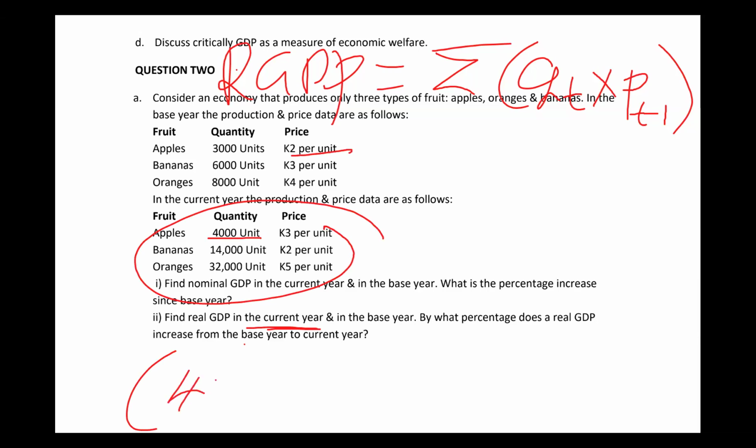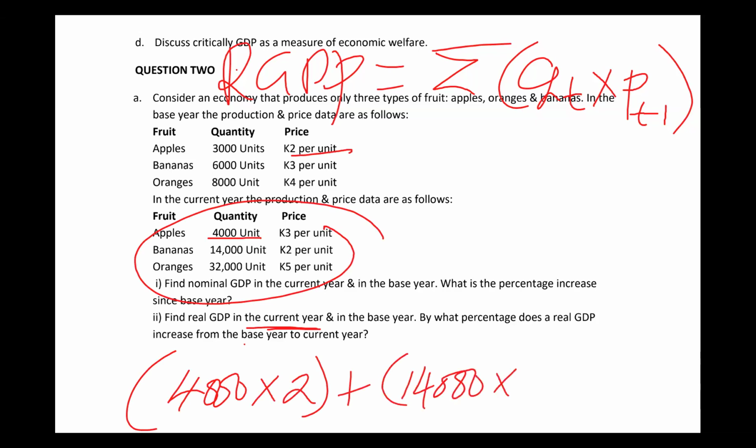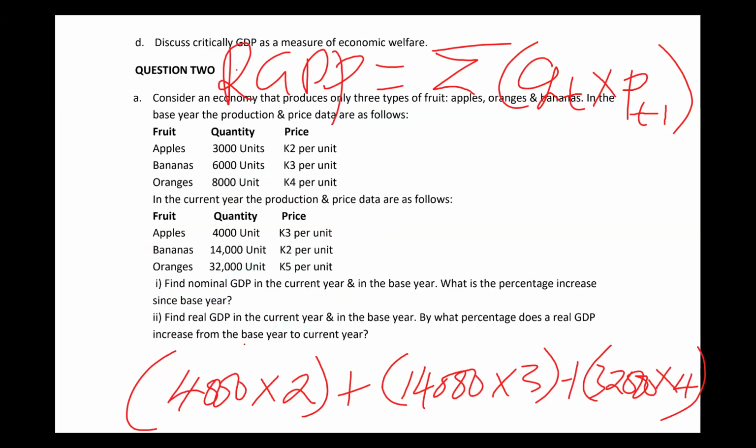For apples, we shall have 4,000 multiplied by 2, the price of the base year, plus 14,000 to be multiplied by 3, plus 32,000 to be multiplied by 4. So we have used the base year prices, and as long as you use the base year prices in your computation of GDP, that becomes real GDP. And let's go. What do you find? This is 8,000. The first one is 8,000, right?